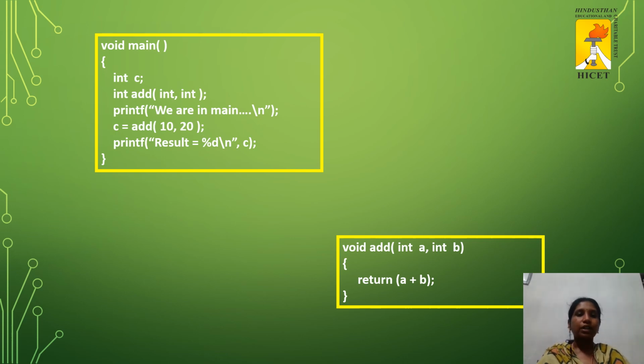So here I have declared a function add with two parameters int comma int. Then I'm calling the function c is equal to add of 10 comma 20. So once this line is executed, the control will move to the called function. So in called function, I have two parameters a and b and the value for two parameters will be taken from the calling function 10 and 20. So two parameters are passed from calling function to called function.